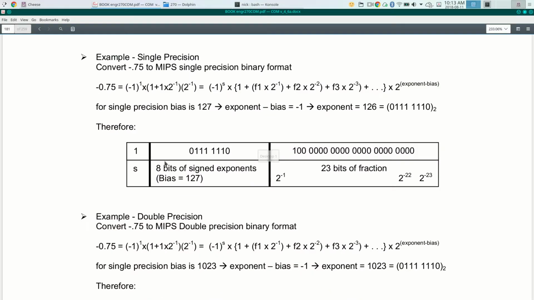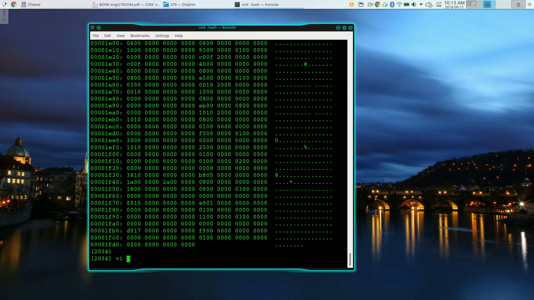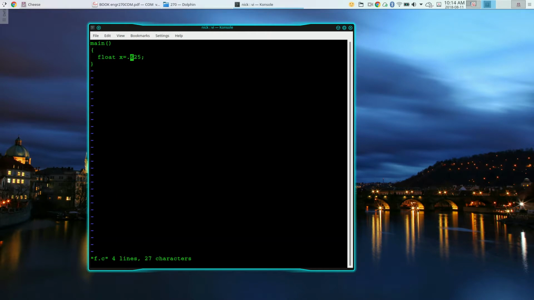Well, let's check that out. So let's go back into f.c. Let's store x as negative 0.625.